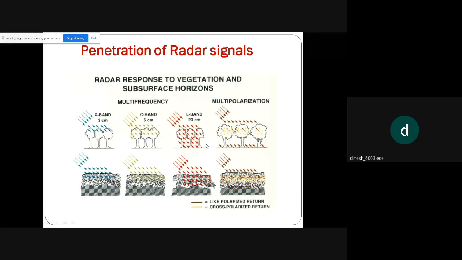For the same trees, when you use L band, it could penetrate till this. So you can see that from here, the reflection will take place. When you use multipolarization like HV, VH, and VV, this could reflect till the grassroots. You can see that till the depth of the soil. Penetration of radar signals at different frequencies, multi-frequency and multipolarization.